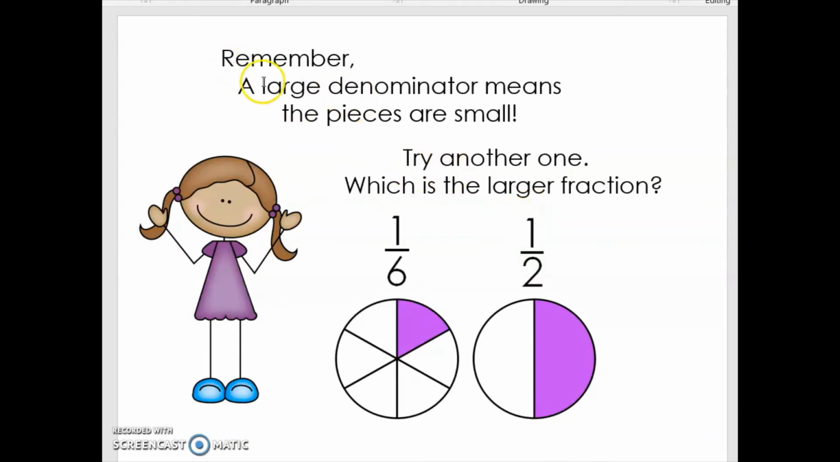A few more. Remember, a large denominator means the pieces are small. So look at 1/6 and 1/2. Which one is bigger? The half. So when we read this, we say 1/6 is less than 1/2.